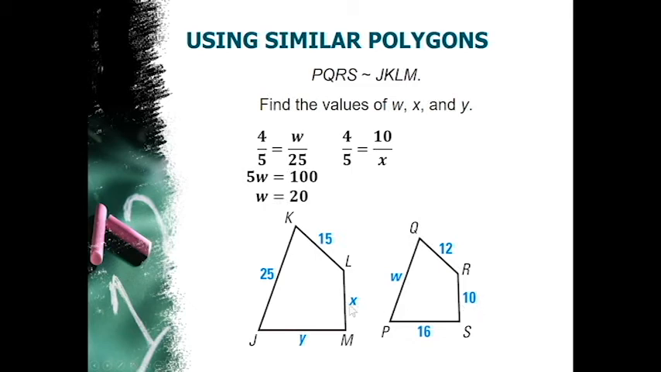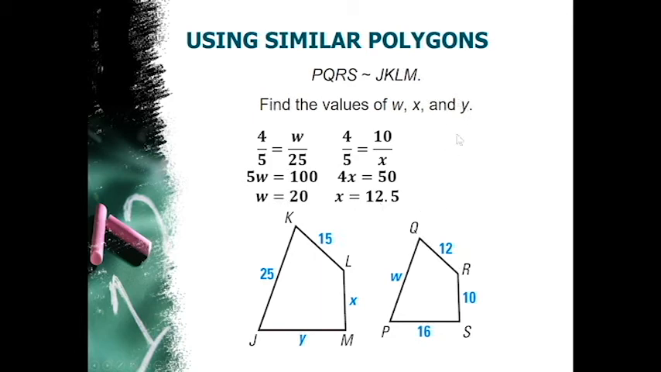Our larger value would be the X. We know this is the smaller value because these all come from the smaller object, which makes them all the smaller value in comparison to the KLMJ. So cross multiply this. 4 times x, 5 times 10. That'd be 4x equals 50. Divide that out and you get x equals 12.5.